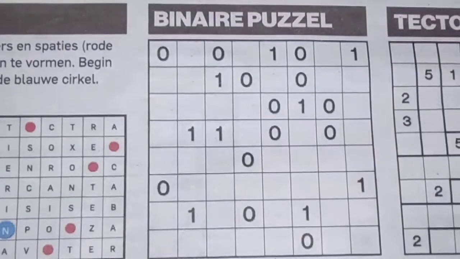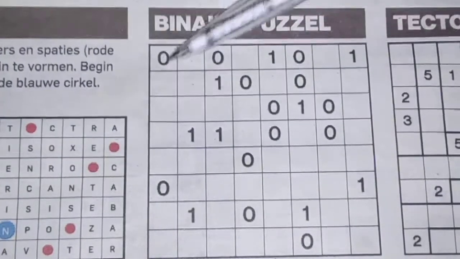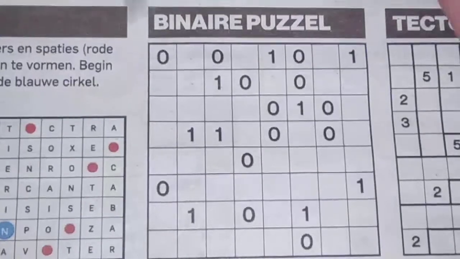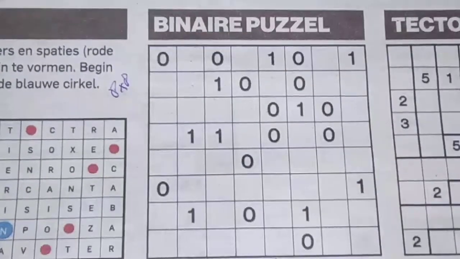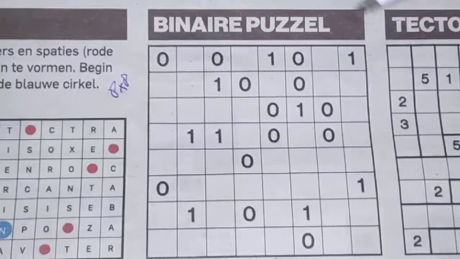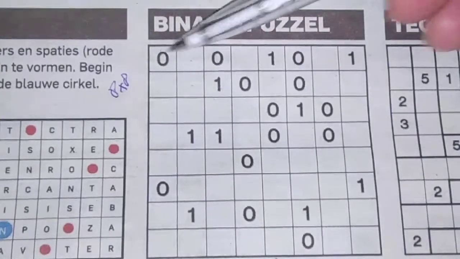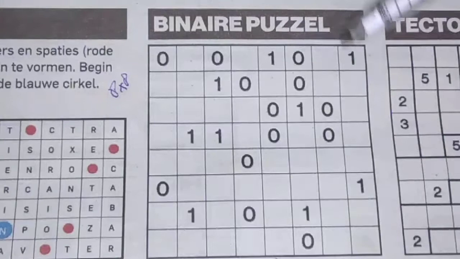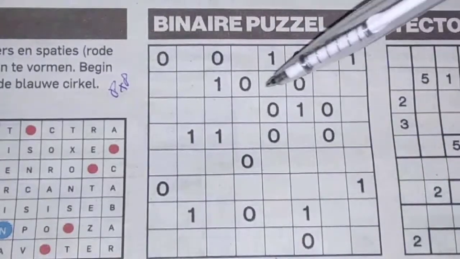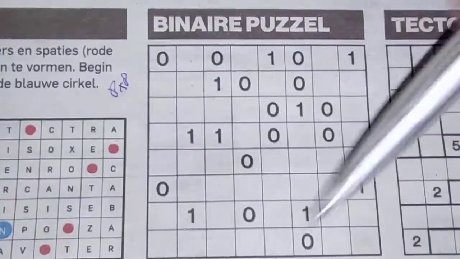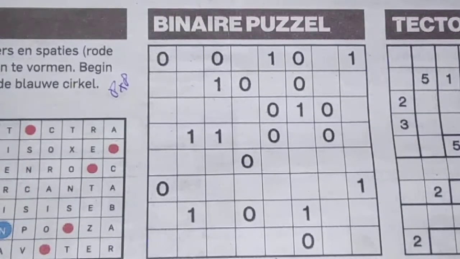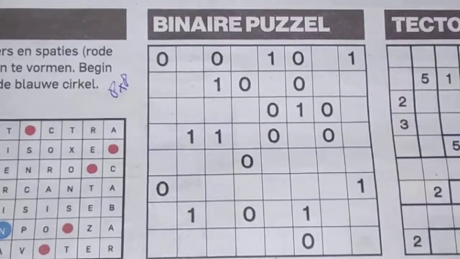What kind of binary puzzle is this? Let me count. 1, 2, 3, 4, 5, 6, 7, 8. It's an 8 by 8 binary puzzle. That means in a row, there's always 4 0's and 4 1's. Idem dito for the column, always 4 0's and 4 1's. And another rule is also no identical rows or columns allowed. Okay, let's get started.